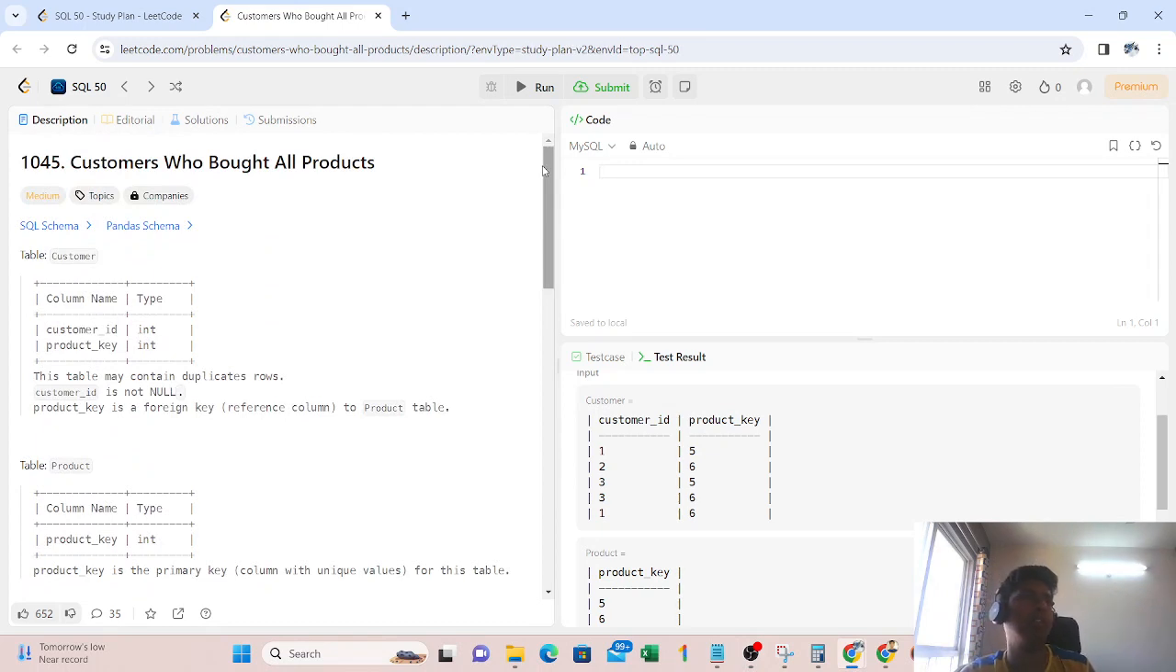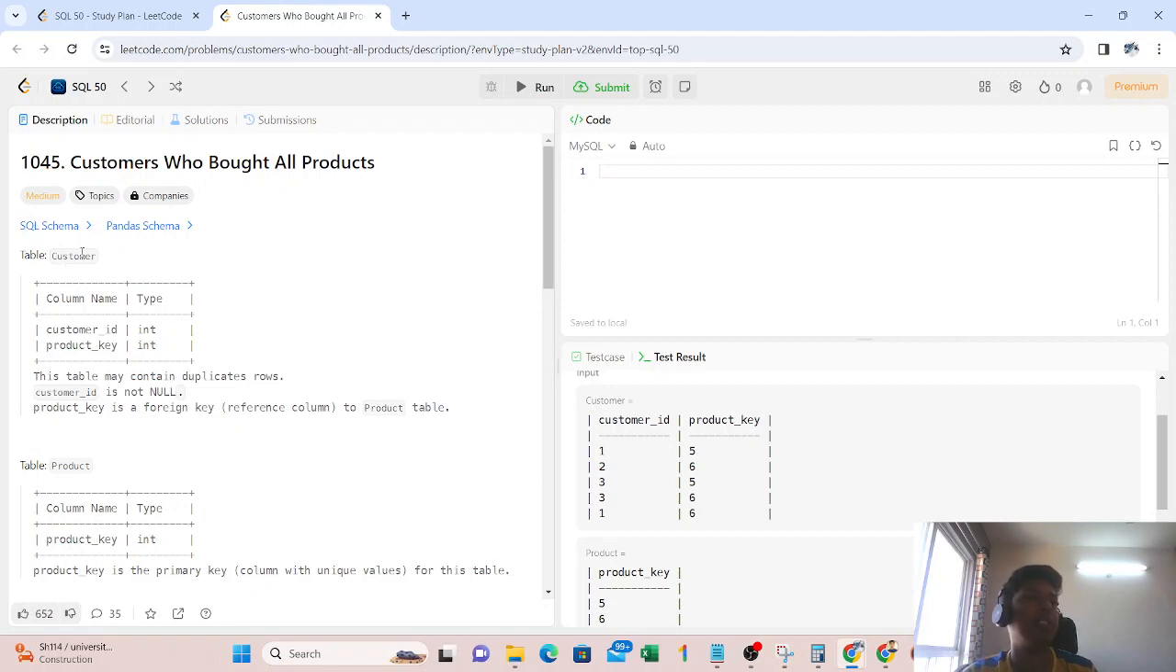So the problem is Customer Who Bought All Products. It is ranked as medium in the complexity level on LeetCode. I hope certain confusing terms will be clarified in this table.